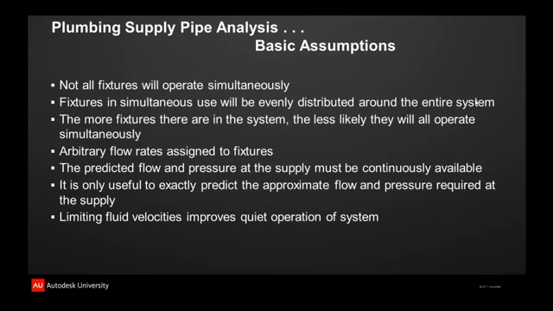The predicted flow and pressure at the supply point must be continuously available. We don't want it to work just for the first hour of the day, but for the entire day, all day, every day of the year. And it's also useful then only to predict the approximate flow and pressure required for the supply, because of that varied operation of each of the fixtures. The reality lets you do it one way, but the engineering assumption gives us a better way of approximating that. And then finally, we limit the fluid velocities to improve quiet operation. So there are velocity limits in the plumbing design that are not in the sprinkler design.